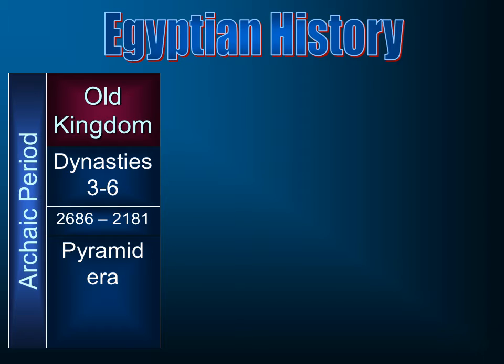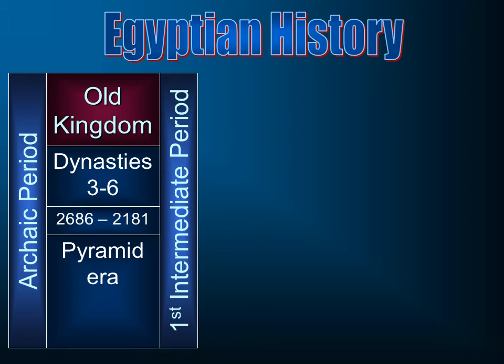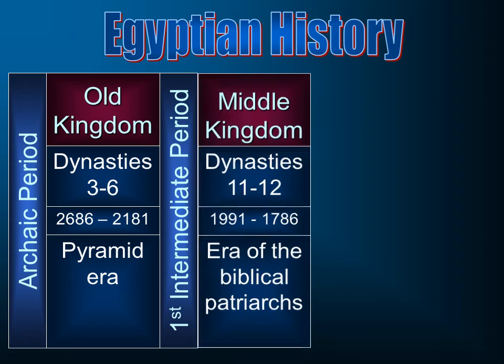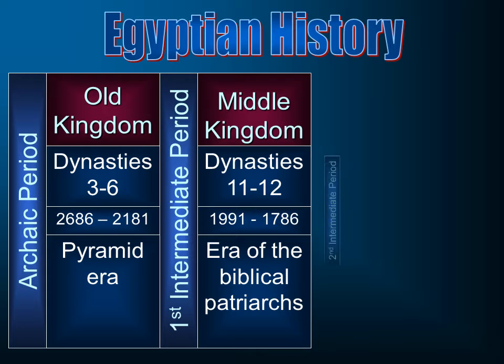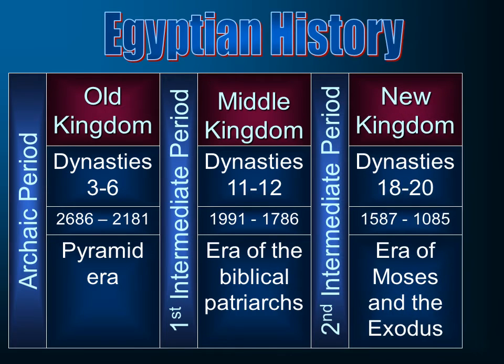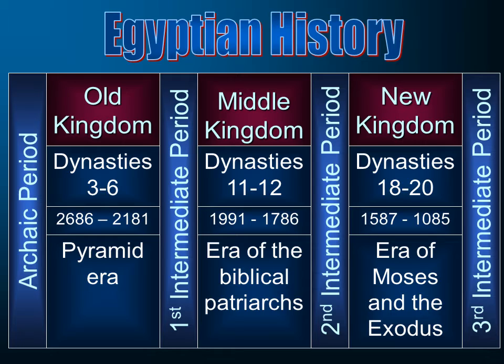But then after that, we're going to see that Egypt falls apart in an intermediate period. There's going to be several of those, so we're going to call that the first intermediate period. And then it's going to come back together, and we'll see this in future lectures. There'll be the Middle Kingdom with dynasties 11 and 12. That'll be the time of the patriarchs. And then a second intermediate period followed by the New Kingdom, dynasties 18, 19, and 20. And that's going to be the time of Moses and the Exodus. And then there'll be a third intermediate period after that, and then the rest of Egyptian history.